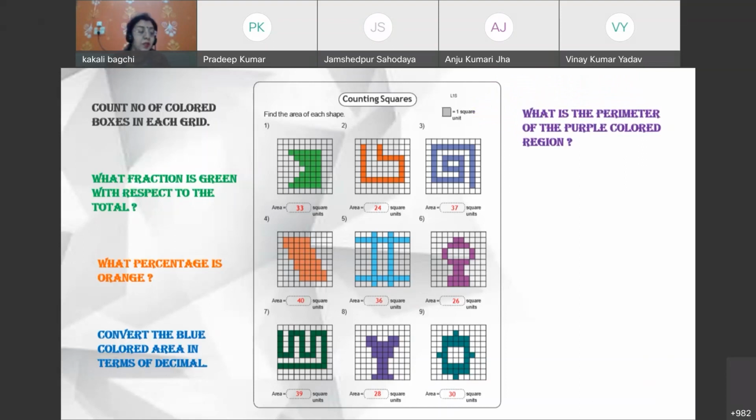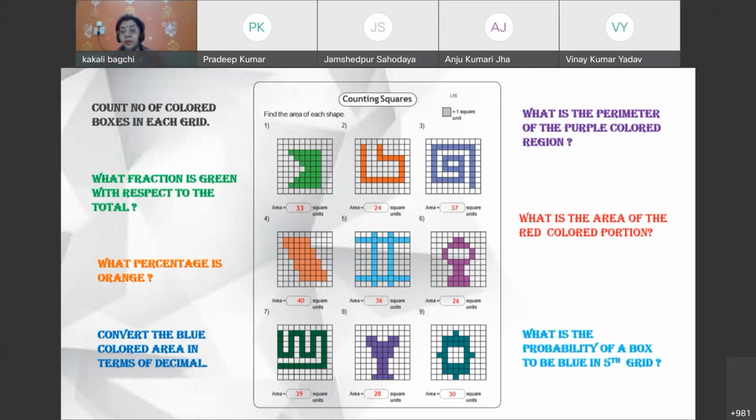Share those pages with the class 7 or 8 teacher. Can they teach, what is the area of the red colored portion? Share those same pages, hand over those same pages to the class 9 teacher, who can teach, what is the probability of a box to be blue in the 5th grade.